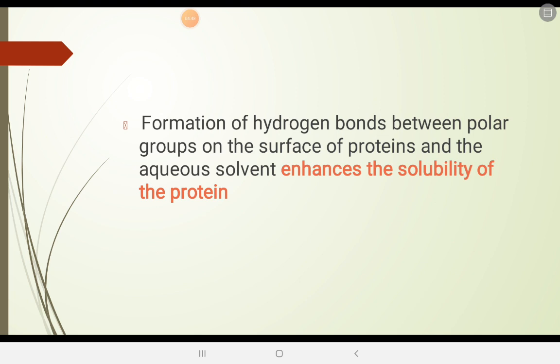Formation of hydrogen bonds between polar groups on the surface of proteins and the aqueous solvent enhances the solubility of the protein.